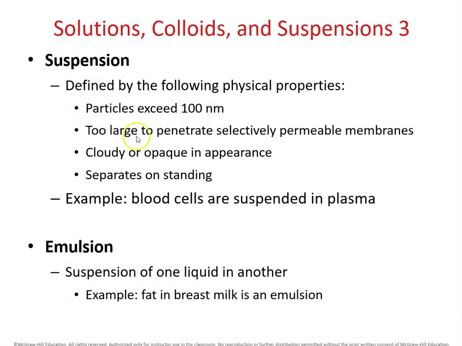And finally, a suspension has particles that are larger than 100 nanometers, so even larger than we saw in the colloids. They're also cloudy, you cannot see through them, they're not permeable to light. And the distinguishing factor here is they'll separate if you leave it to stand. So if we have a whole blood sample and we leave it just to sit undisturbed, the red blood cells will sink to the bottom and the plasma will stay at the top because the red blood cells are more dense than the plasma, and the red blood cells exceed the particle size, and so they don't stay in the suspension.